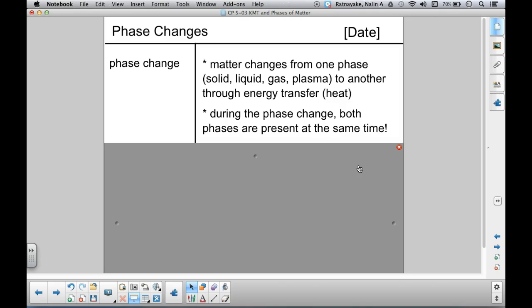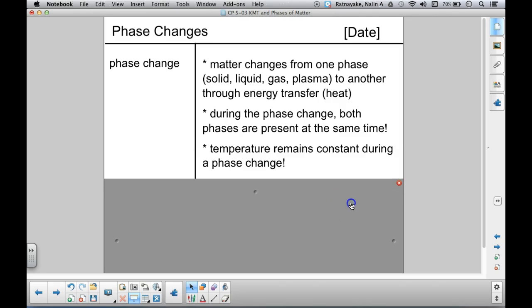Now we saw this in class when we were melting ice, and we saw that both ice, the solid form of water, and the liquid, what we would refer to as water, are present at the same time during the phase change. It's not like there's one instant there's ice and then the next instant there's water. There's a gradual change between the two, and during that change both phases are present at the same time.